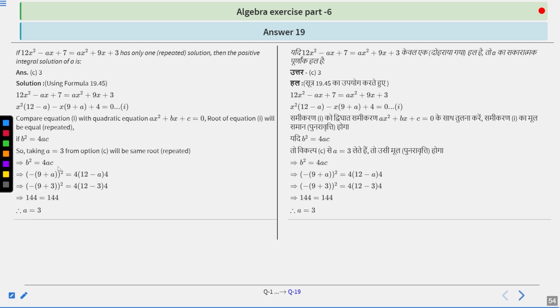So therefore the value of a equal to 3 is satisfying. Therefore option number C, 3, is the correct answer.